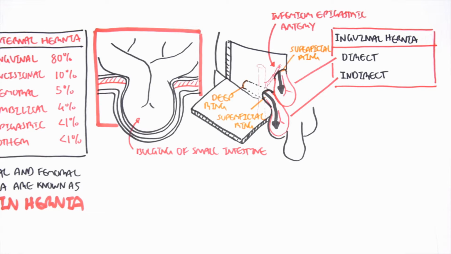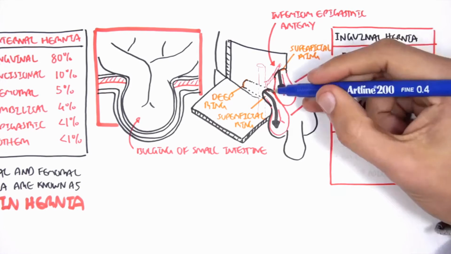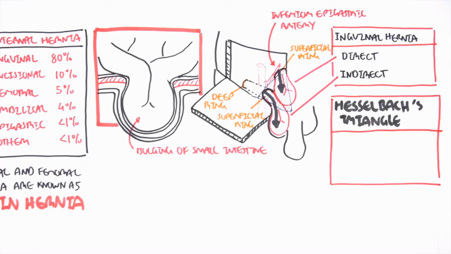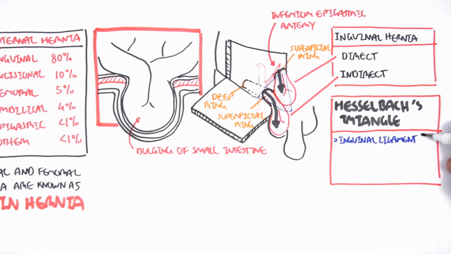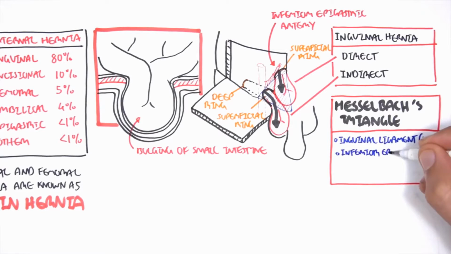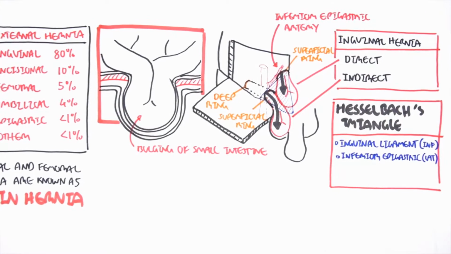Now, an important landmark area, an important region to remember for hernias, is known as the Hesselbach's triangle. And so the borders of the Hesselbach's triangle are the inguinal ligament inferiorly, the inferior epigastric artery laterally, and the rectus abdominis medially.